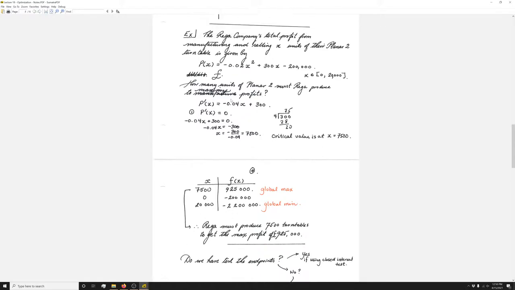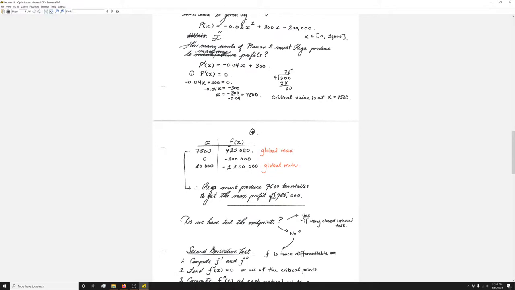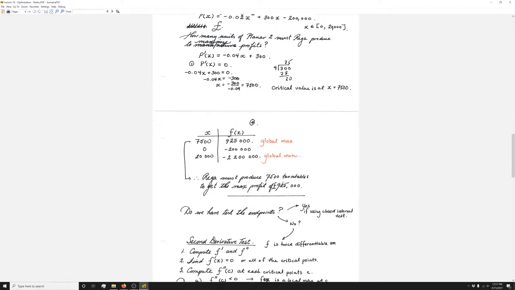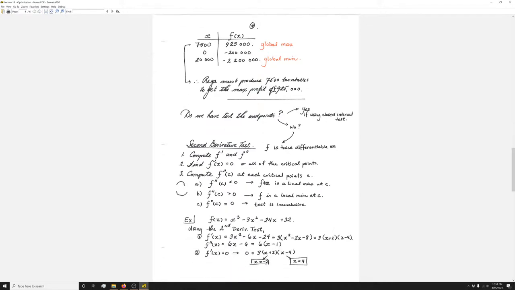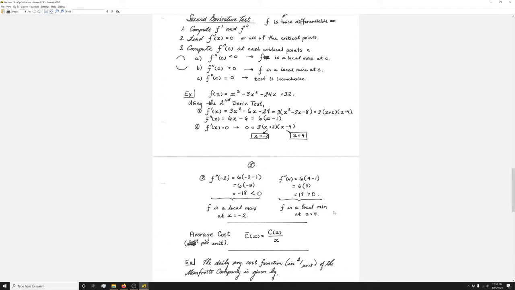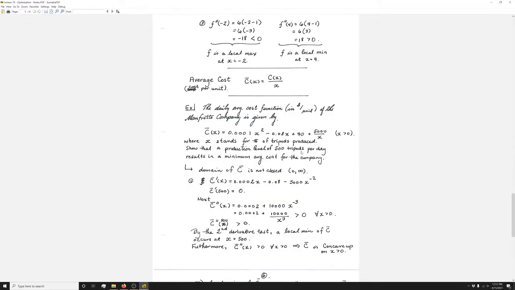And how do you do that? Well, you take the derivative of that. We're looking for critical values. And then we check the endpoints. Now, do we have to test the endpoints? Again, this is using the second derivative test. And then here's another application again.